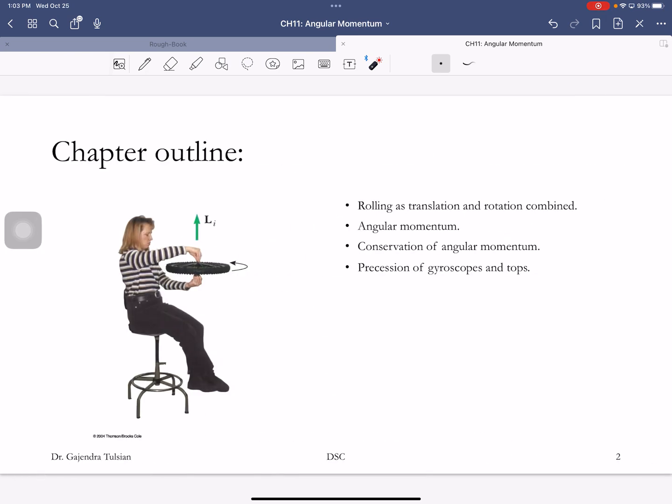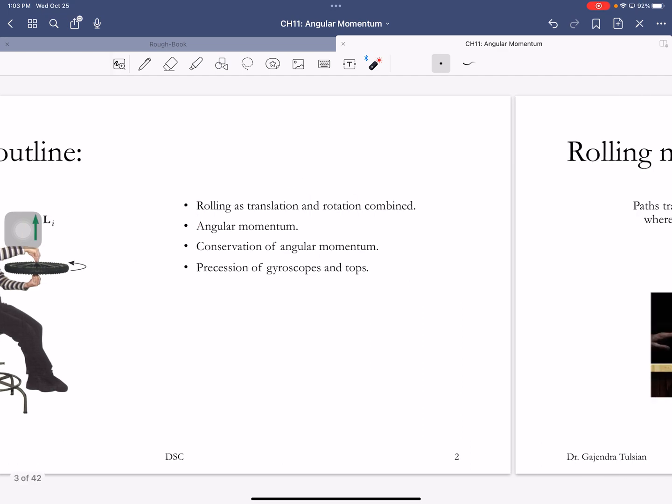All right, so now we will talk about Newton's second law for rotational motion. But before we do that, we'll consider rolling motion. This is important in our life. When you drive your car, your wheels are rolling without slipping. So let's look at that first.